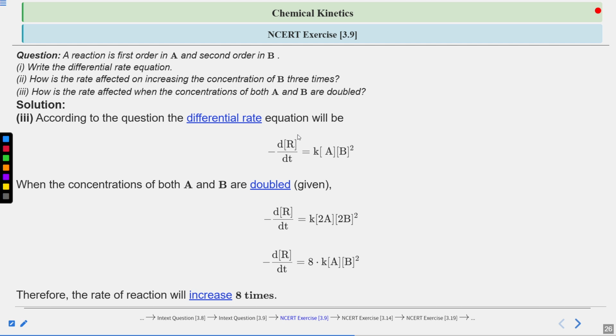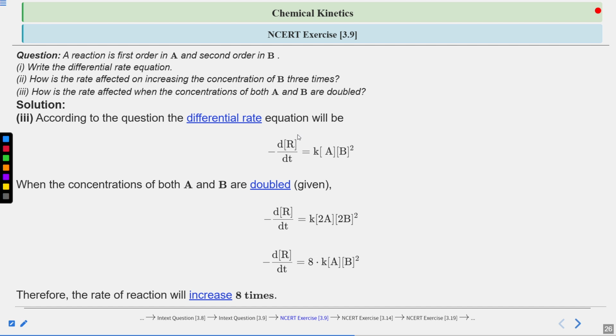According to the Arrhenius equation, which is given by k equals A into e to the power minus Ea by RT, k is the rate constant, A is the pre-exponential factor, Ea is the activation energy, R is the gas constant, and T is the absolute temperature. So how the temperature is depending, right?